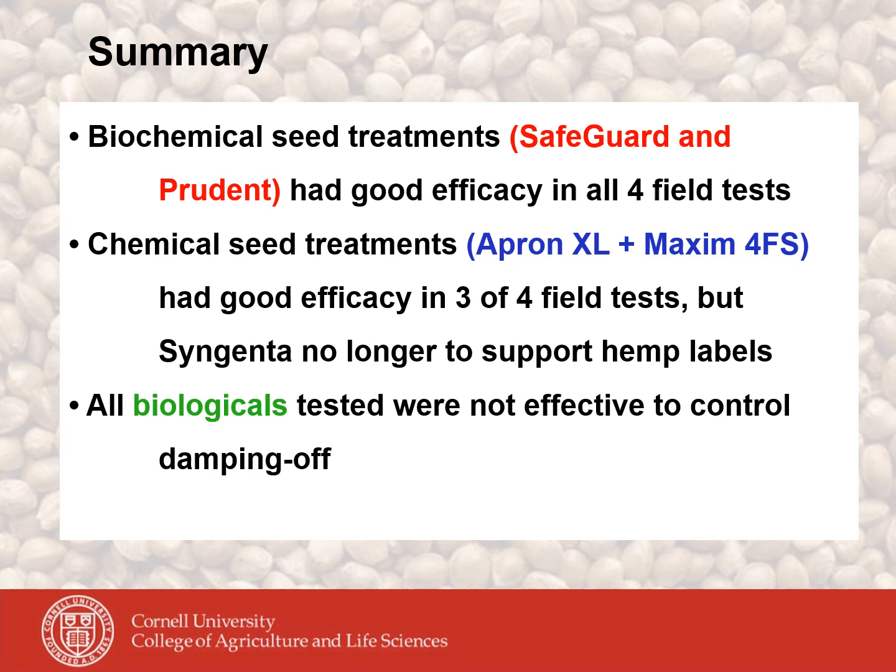Unfortunately, after 2 years of work where Syngenta was initially very interested in this project, Syngenta is no longer providing support for hemp on any particular application. So it could be Syngenta herbicides and things like that. They're not going to be supporting those hemp labels in the United States, which is a big setback. So we really need other chemical seed treatments from another company to test, and we're looking into that at this time.